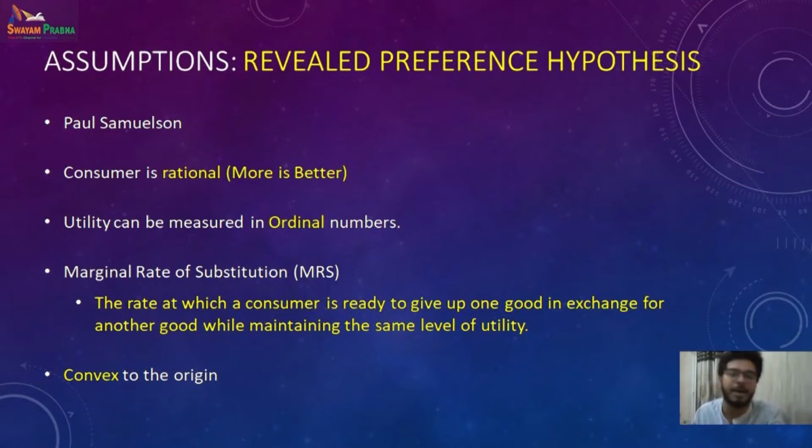The concept of indifference curve is explained by certain assumptions. These assumptions are put forward by the revealed preference hypothesis. Now, what is this revealed preference hypothesis? It was primarily coined by Paul Samuelson, and it follows certain assumptions. The first and foremost assumption is that the consumer is rational. Every single consumer is rational.